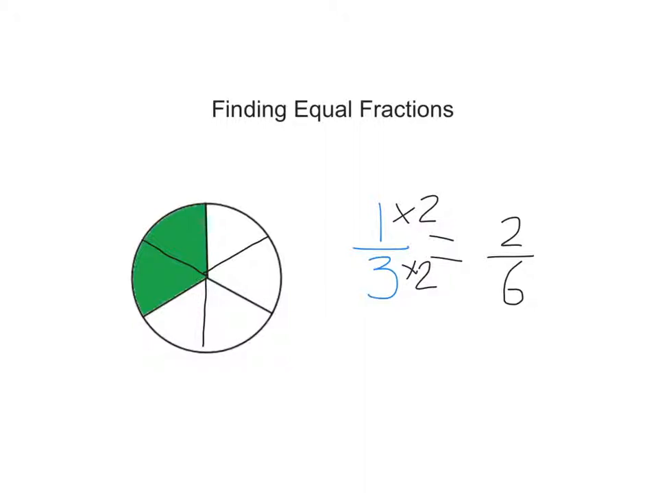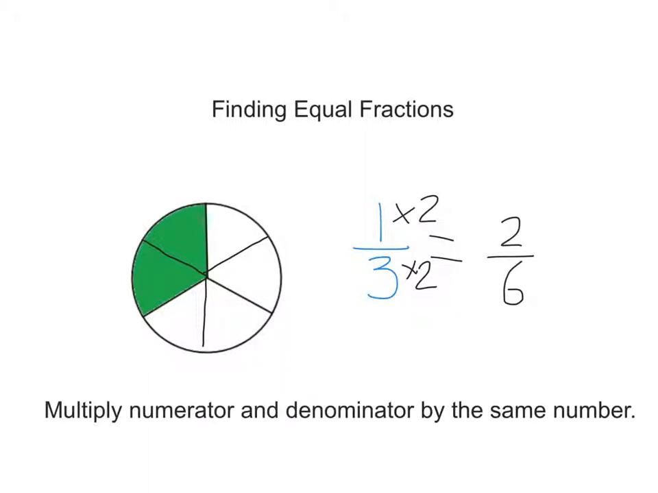And this is the process that we're always going to repeat. It doesn't have to be times 2. It has to be times the same number on the numerator and denominator. And this is what we want to remember. Multiply the numerator and denominator by the same number. Let's take a look at another example.